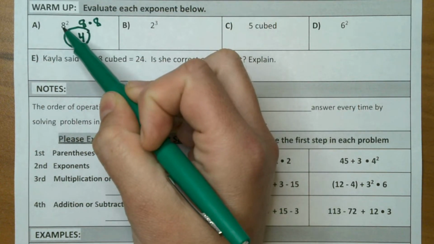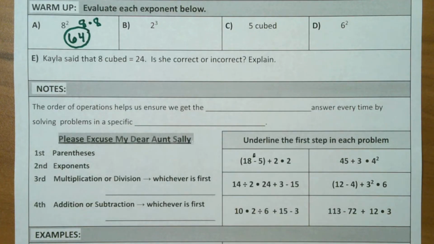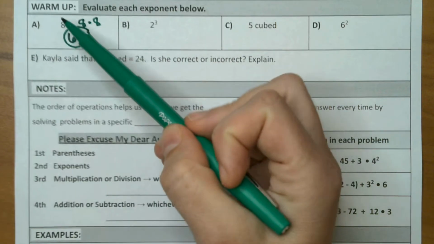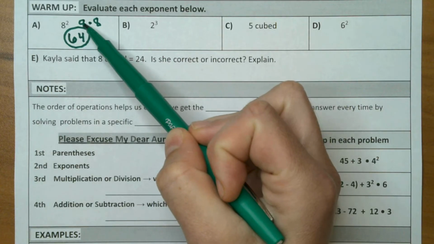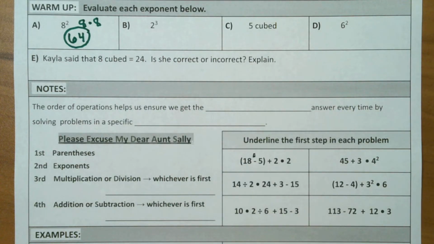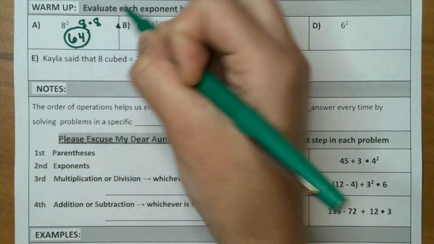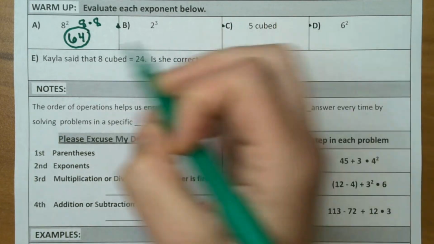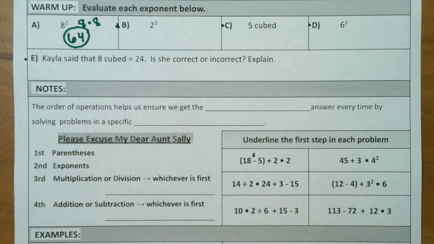Whatever your big number is, that's what you're multiplying over and over again, your base, and then your exponent tells you how many times to multiply it. Pause the video and complete B, C, D, and E on your own, then come back to the video.